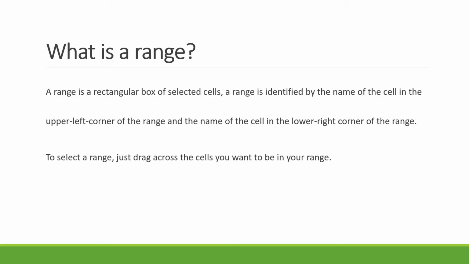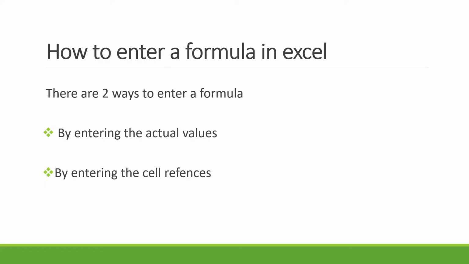What is a range? A range is simply a rectangular box of selected cells. So if you select more than one cell, you are getting a range. A range is named by using the cell in the upper left corner and the cell in the lower right corner. We will also get into the practical aspect so that you can understand this as well. To select a range, you just drag across the cells that you want in your range.